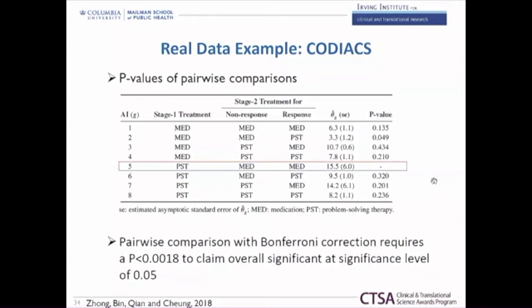The last column of this table gives us all the p-values of pairwise tests to compare each adaptive intervention with the observed best, which is adaptive intervention 5. So you can see, although there's one p-value less than 0.05, after Bonferroni correction, we cannot claim overall significance because there are too many adaptive interventions. This problem is particularly significant in SMART because the sequential randomization of SMART always generates high-dimensional data that include a lot of adaptive interventions.